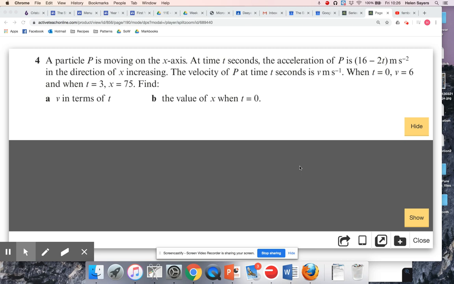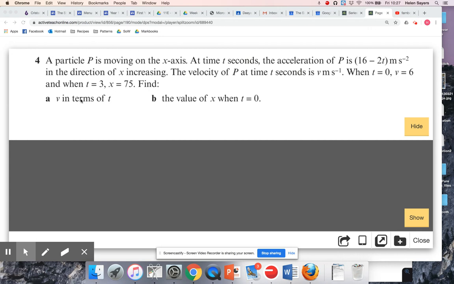Okay, so we're looking at exercise 11D from the first year mechanics textbook, and we're looking at question 4. So particle P is moving on the x-axis. I'm given the acceleration in terms of t. So it's not constant acceleration because it's dependent upon time. And I am just told the velocity is going to be given by v, and given some information about the initial velocity and then some further information about the distance.